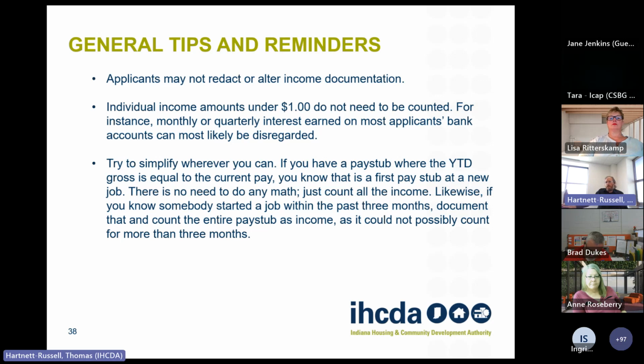Try to simplify wherever you can. If you have a pay stub where the year-to-date gross is equal to the current pay, you know that is a first pay stub at a new job. Therefore, if that year-to-date is equal to current pay, there's no need to do any math at all. Just count the income. Likewise, if you know that somebody started a job within the past 3 months, just document that, and you can just take that entire pay stub as income, since it could not possibly count for more than 3 months.